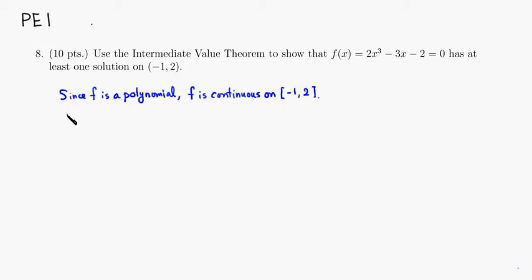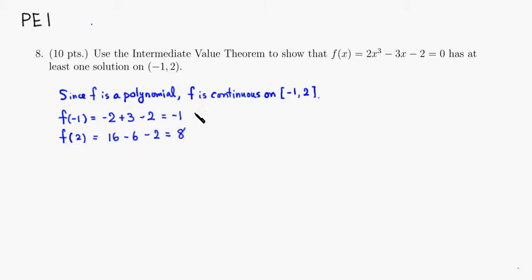Then let's look at the values at x equals -1 and x equals +2. If you plug in -1, -1 cubed is -1 times 2, so that's -2. Then -1 times -3 is +3. Then -2. So this will give us -1. If you plug in 2, 2 cubed is 8 times 2 is 16. Then -3 times 2 is -6, and -2. That will be 10 minus 2, so it's 8.